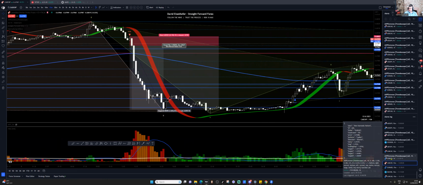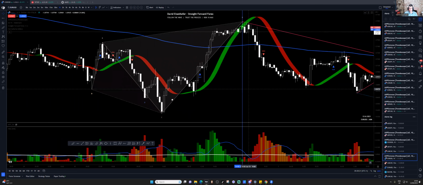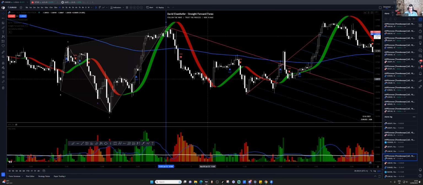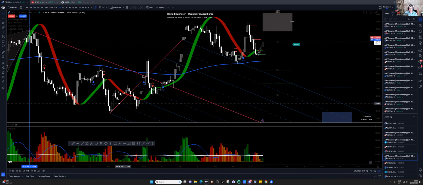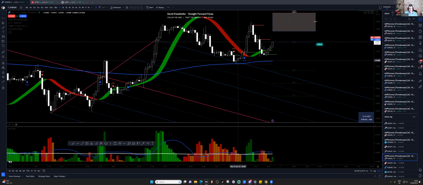Euro USD. Not sure that there was a trade on this one, so it would be a sell. Again, when you stick to the rules, that is a valid trade.